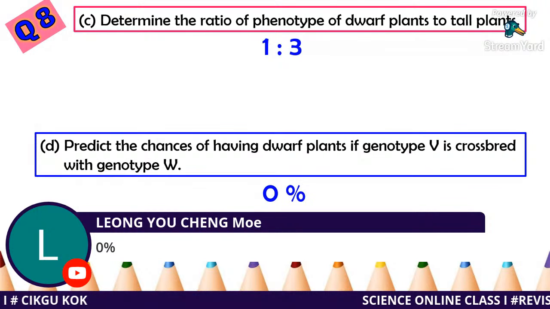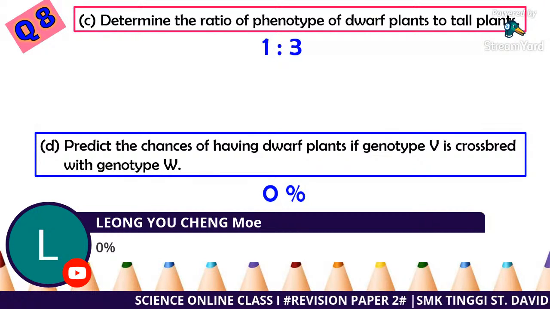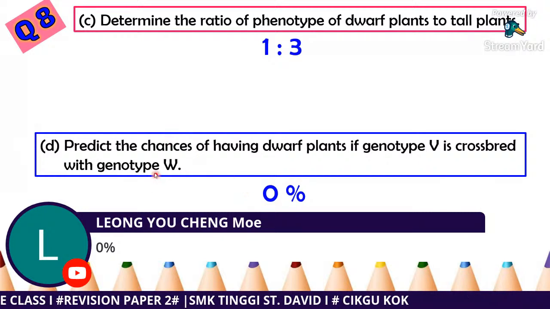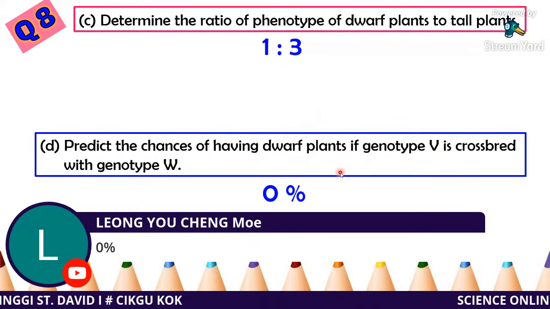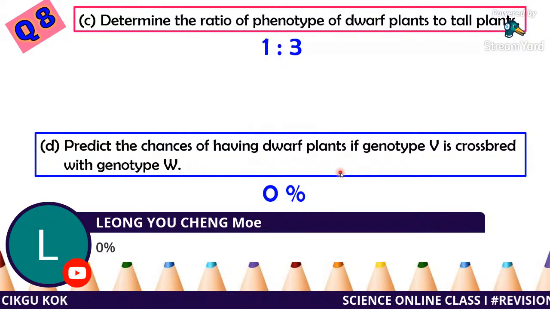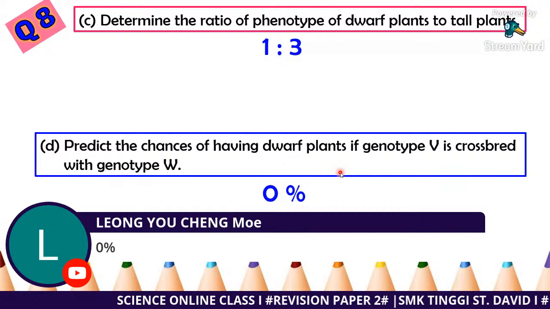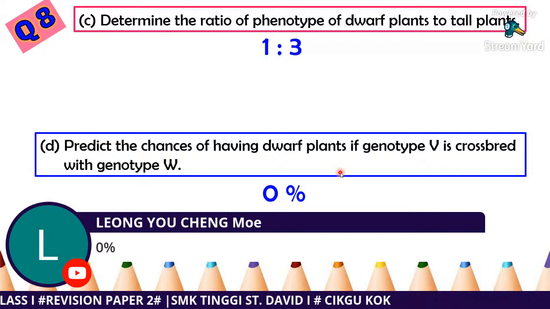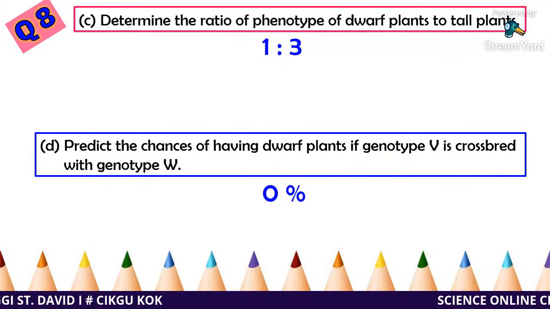Okay, because just now you say capital T and small t, is it? 100% is for the tall plant. Okay, I want to ask is for the dwarf plant. Okay, the dwarf plant is 0%. That means you don't get any percent of the dwarf plant. All the dominant should be the tall one. Okay, so that one is the answer. Thank you. Okay, then we continue to the next.